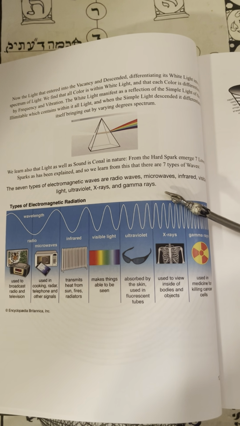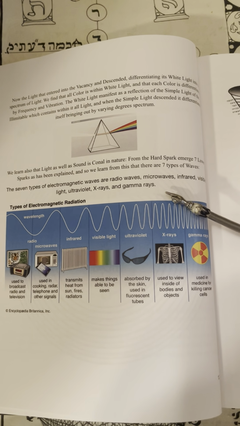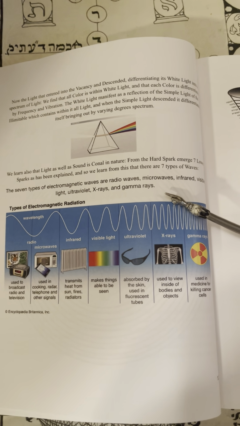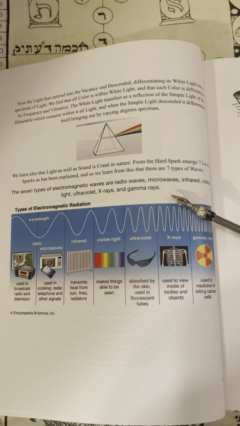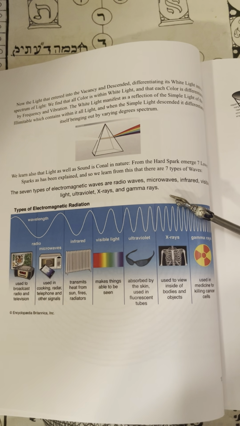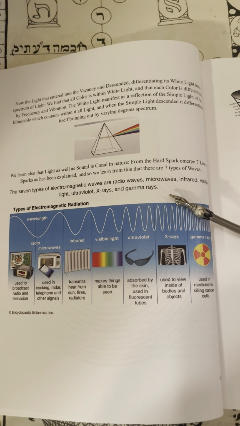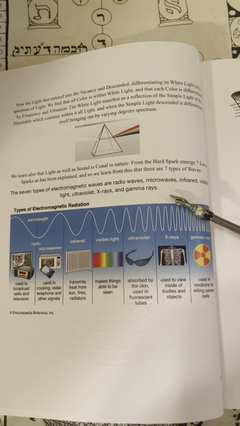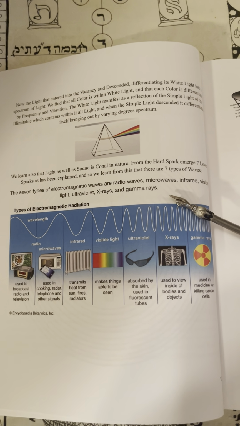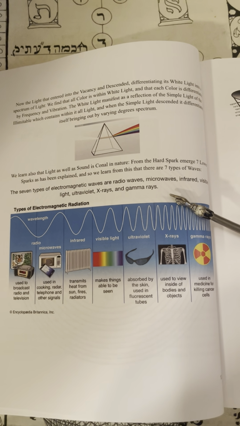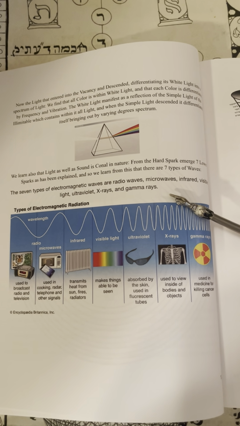We learn also that light as well as sound is conal in nature. From the heart spark emerged 7 lower sparks, as has been explained. And so we learn that from this, there are 7 types of waves. The 7 types are radio waves, microwaves, infrared, visible light, ultraviolet, X-rays, and gamma rays.